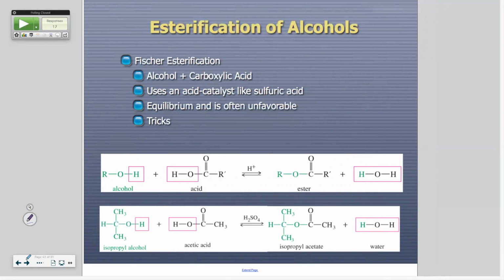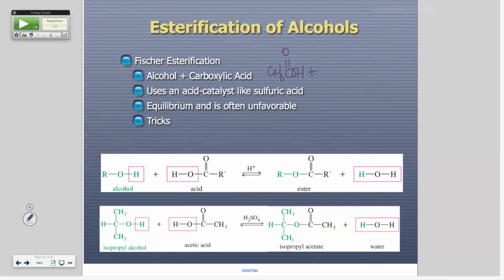All right, esterification of alcohol. The Fischer esterification is an alcohol plus a carboxylic acid. What one did you do last? Does anybody remember? You made pear. Okay, the carboxylic acid, was it acetic acid? Was this the one you didn't do in lab? What was the alcohol though? I don't remember.